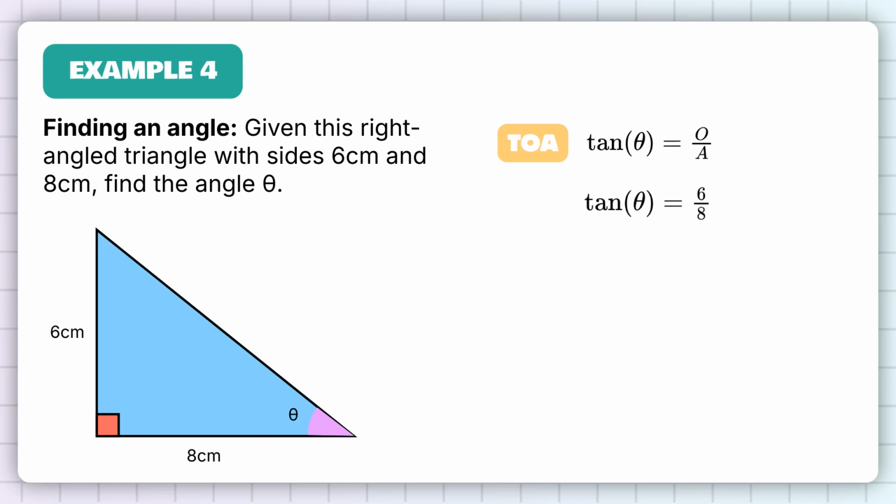This leaves us with tan theta equals 6 over 8. We can then simplify 6 over 8 to 0.75. We then need to use the inverse tan function on our calculator to solve for theta. Type this into your calculator to find that theta is approximately equal to 36.87 degrees.